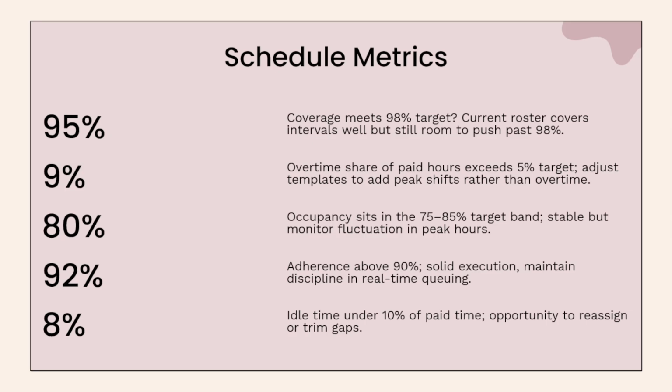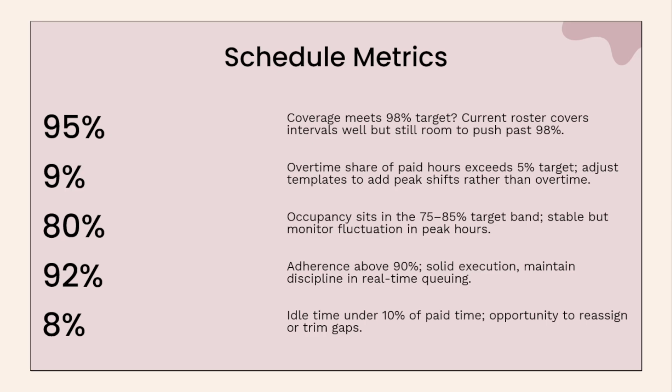So these are some of the schedule metrics. Once we have created the schedule, these are some of the metrics that we check, like coverage, meaning whether the schedule that I have created is meeting my coverage or not. Whether it is for the 14 hours or 18 hours, whatever my hours of operation are, it is covering all of that or not. Overtime share of paid hours, that is 5%. There is a target of 5% overtime, and we should not exceed that. So if something like that happened, we also need to check that.